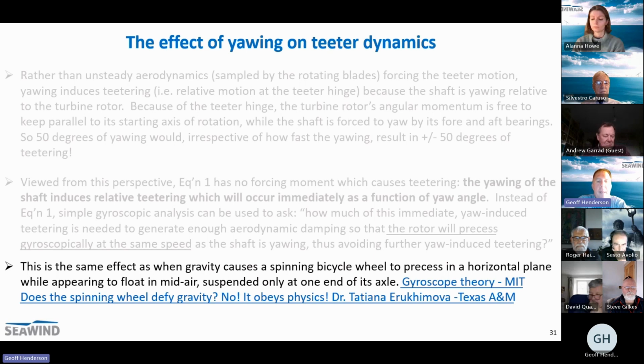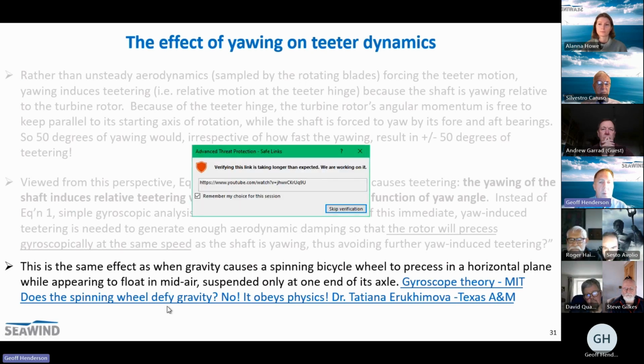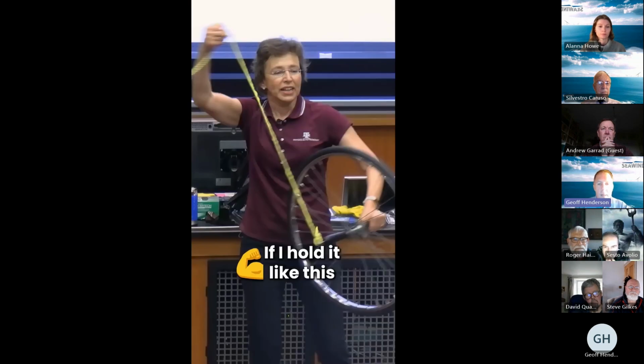This is the same effect as when gravity causes a spinning bicycle wheel to precess in the horizontal plane. There are a couple of references here. An MIT professor gives a long explanation of it. I like this video of Dr. Tatiana from Texas A&M. The sound won't come through, but you'll be able to see it.